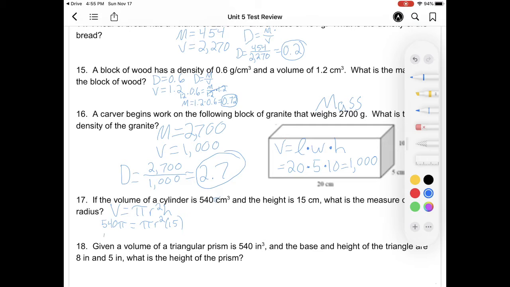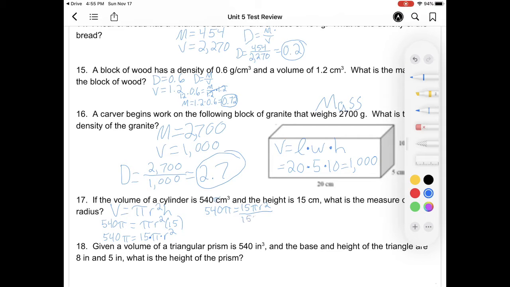So an easy way to look at this is if you rearrange your right side to where r squared is by itself. So that 15 pi in the front and that r squared in the back. Again, we can do this by multiplication because it's commutative. So now we have 540 pi equals 15 pi r squared.